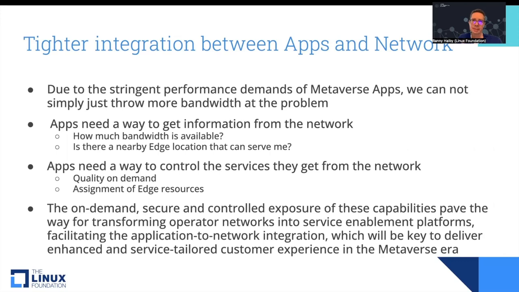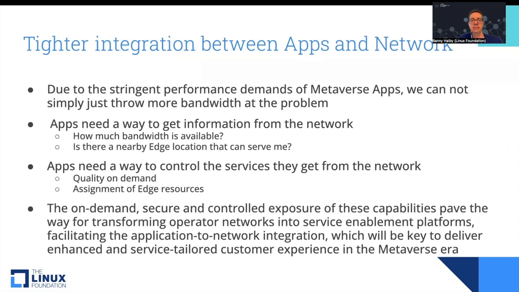But when we talk about metaverse applications, then just throwing more bandwidth is not enough, and we need tighter integration between the application and the network. What does it mean? It means that applications, first of all, will need a way to get information from the network. So they should be able to ask the network how much bandwidth is available to me or to the device that I'm running on, or where is the nearest edge location that can serve me, that has the right resources and is close enough to me to provide the necessary latency and performance.